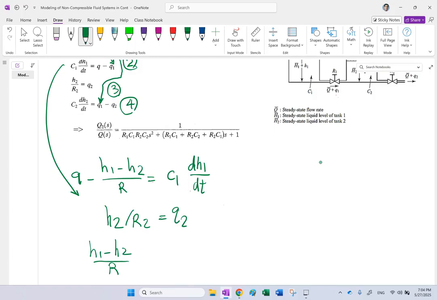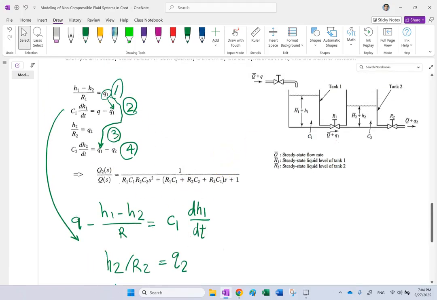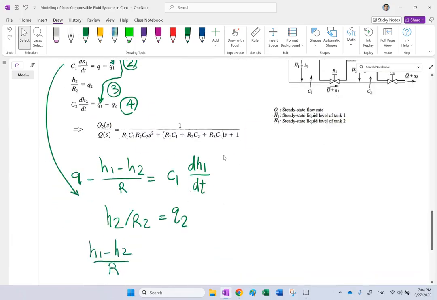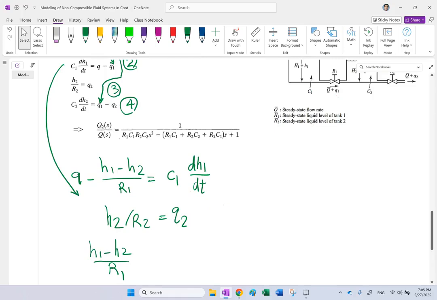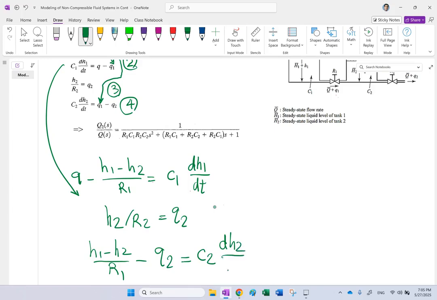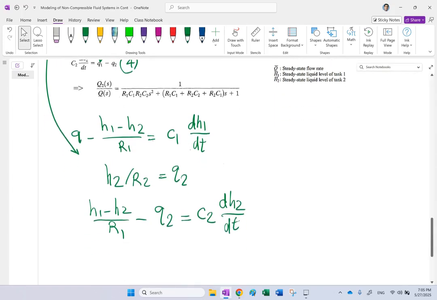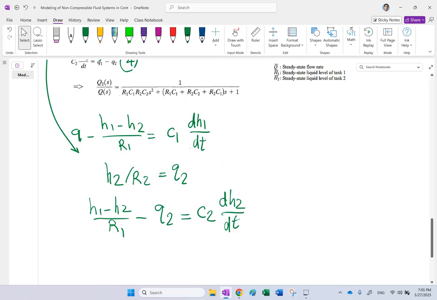And by the way, we have to pay attention to which R we are talking about. Okay, so this is R1. Right? So that is Q1, and then minus Q2 equals C2 d of H2 over dt. There we go. So Q1 is taken.